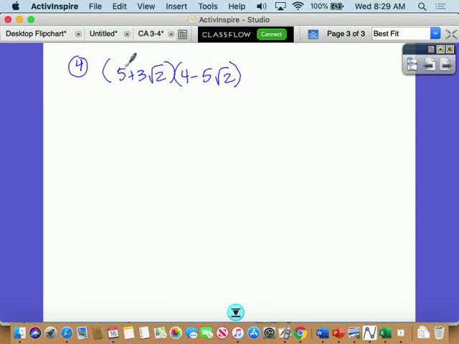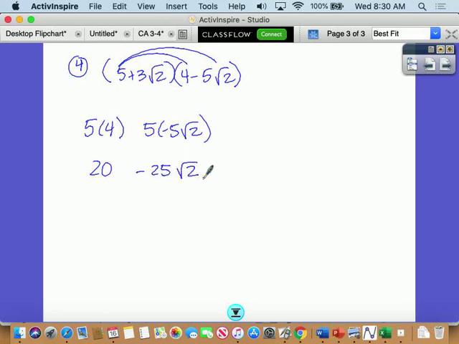But I have 5 times 4, which is 20. So I did first times first. 5 times 4, which is 20. Then I have 5 times negative 5 square root of 2. Well, when you're multiplying, you multiply the outside parts, and then you multiply the parts under the radical. Here, there's not another number under the radical. So that would just be 5 times negative 5 is negative 25 square root of 2.